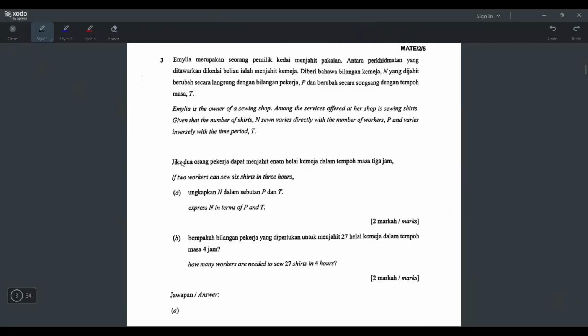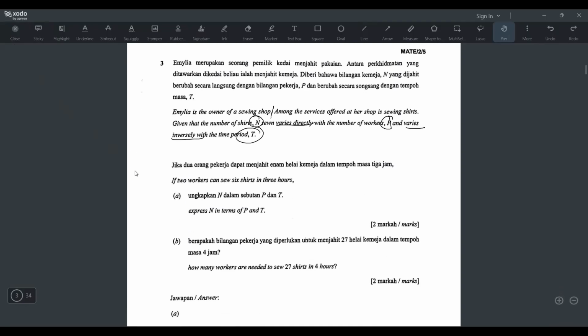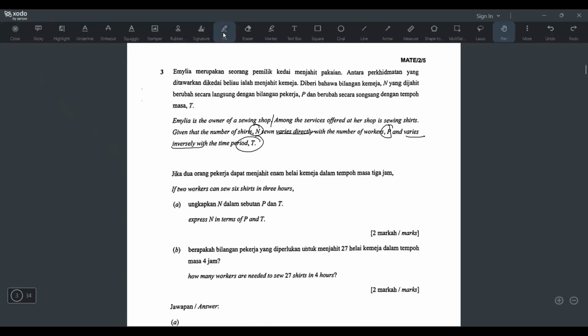What chapter is this? I think it's variation. Yeah, I see the word already. Okay, let's read. Emilia is the owner of a sewing shop. Among the services offered at her shop is sewing shirts. Given that the number of shirts N varies directly with the number of workers P and varies inversely with the time period T. So when we are doing a variation question, we will always write the variation first, right? Write the variation, right? So let's do that.